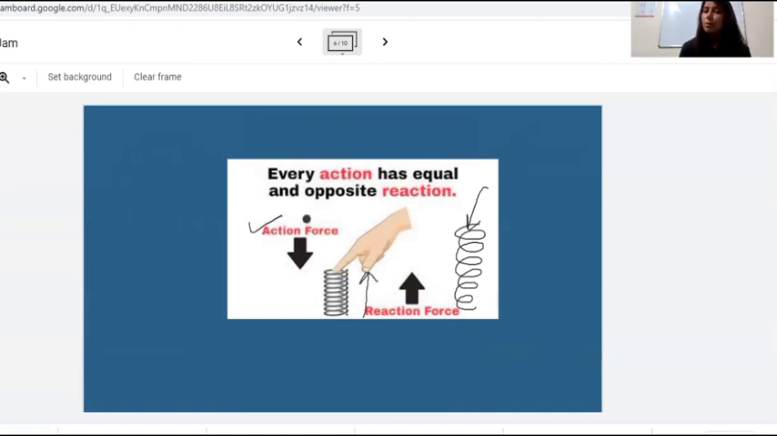It means we did some action force on the spring, and in turn, the spring is providing us the reaction force. That's why this spring is moving in the upward direction. So from here also we can say that action is always equal and opposite to the reaction force. Okay. Now come to the next example we are having.